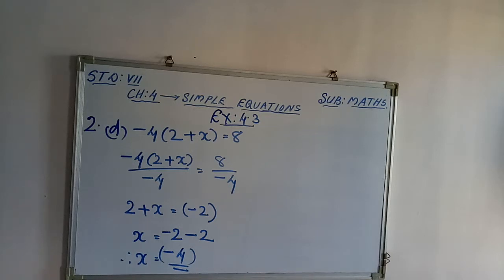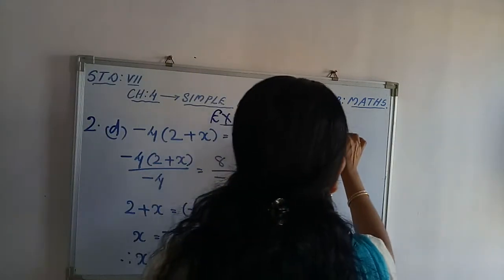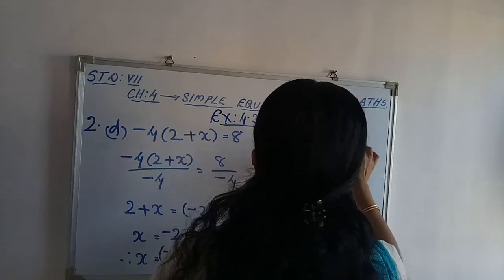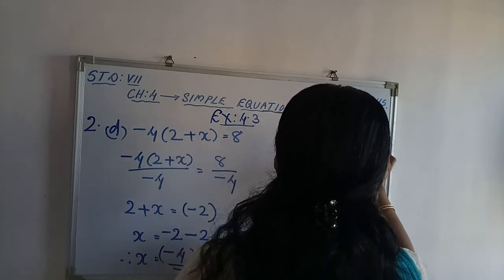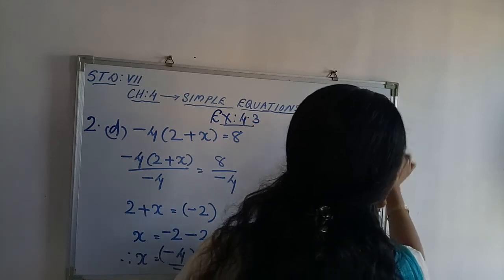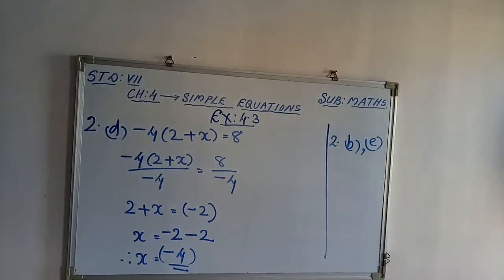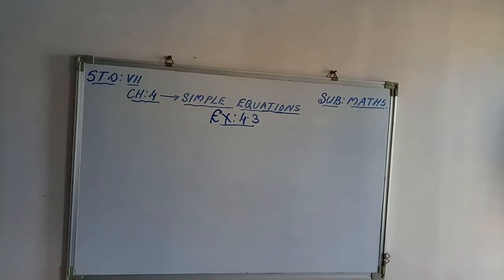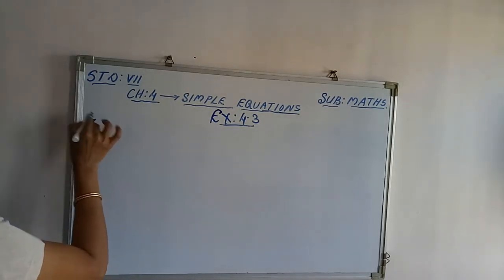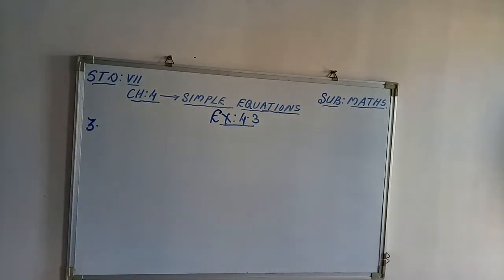Is that clear? Now the sums that you have to do, it is question 2, that is B and E. Question 2, B and E I have not solved, that you have to try by your own. Is that clear to you? Now question 3. Question 3 also solve the following. But listen to the question.